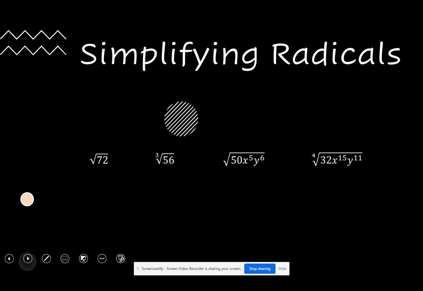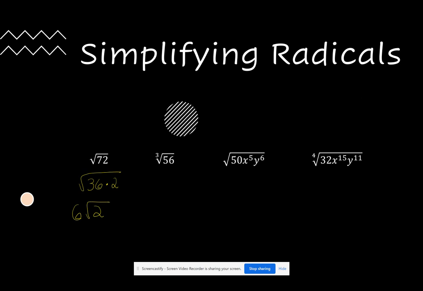So pretty much you're going to see what squares or cubes or fourths go into the number, and we simplify it that way. For example, if we look at the square root of 72, if there's nothing in the index here, it's assumed to be a 2. So we're going to think of what perfect squares go into 72. In this case, it's 36. So I like to rewrite it as 36 times 2. Now the square root of 36 is 6, so that's going to come out in front, and you're left with the square root of 2.